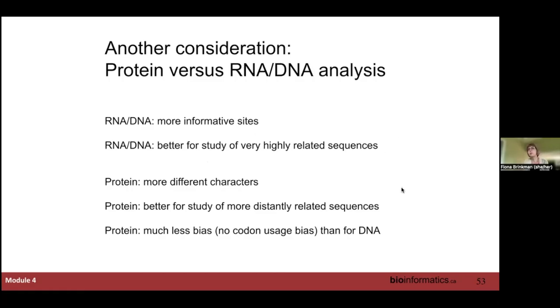However, if you're doing more divergent sequences, maybe you're looking at a bunch of transporter proteins, you could look at the genes, but if they're too divergent, it starts to get messy. And sometimes it's better to use a protein-based analysis because it has more different characters. You've only got four different characters, GATC, for your RNA or DNA. Protein has more different characters. It is better for study of more distantly related sequences. And it has less bias from codon usage, for example, if you're doing a coding region, than for, say, DNA.